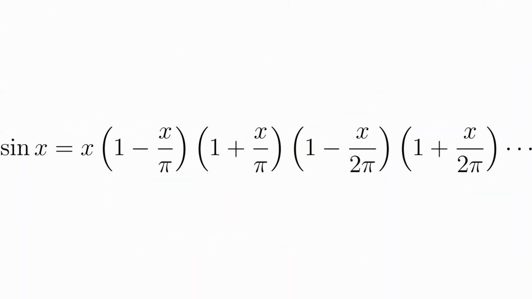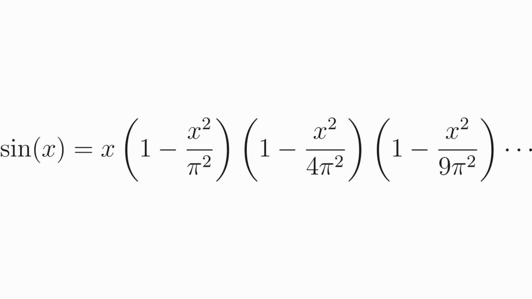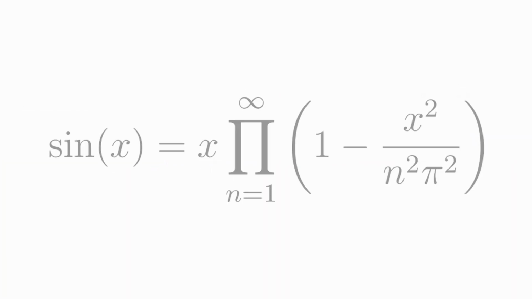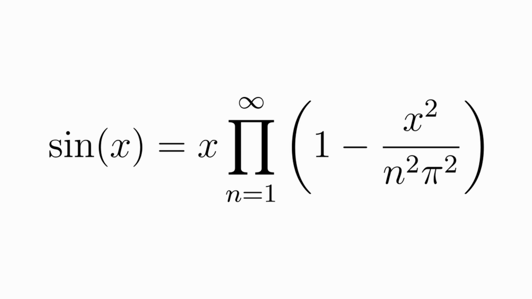Sin x equals x times (1 minus x over pi) times (1 plus x over pi) times (1 minus x over 2 pi) and so on. You can rewrite this as x times (1 minus x squared over pi squared) times (1 minus x squared over 4 pi squared) and so on. Now look at this graph. As we increase the number of terms, it actually starts looking like sin x. No more chaos. It still hits all the right zeros but stays controlled in between, like a well-behaved version of the earlier one.